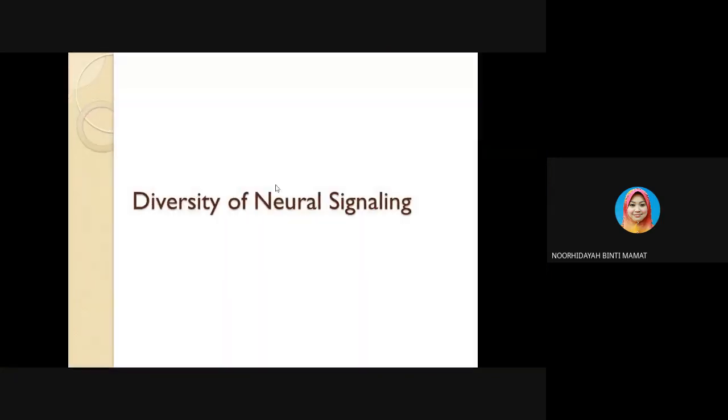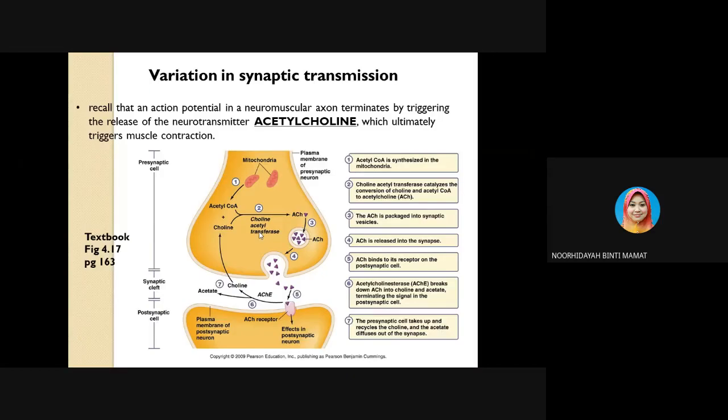Today we are going to continue with the topic of diversity of neural signaling. In the previous lecture, we already learned about the electrical signal in neurons, which is the membrane potentials. We also learned about the graded potentials and the action potentials. We also learned about the voltage-gated channels involved during the action potentials, which are the sodium channels and also the potassium ion channels.